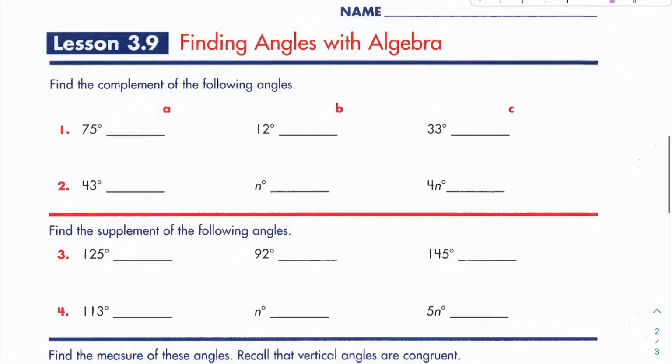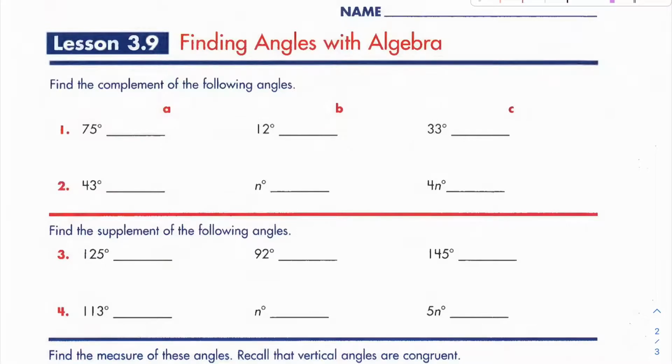On the back side, it says first to find the complement of the following angles. So when it asks you to find the complement, you need to understand that the relationship is that the angles should be complementary, which means they should equal 90 degrees when you add them together. So go ahead and find the angle required to make the two angles add to 90 degrees for the following problems.